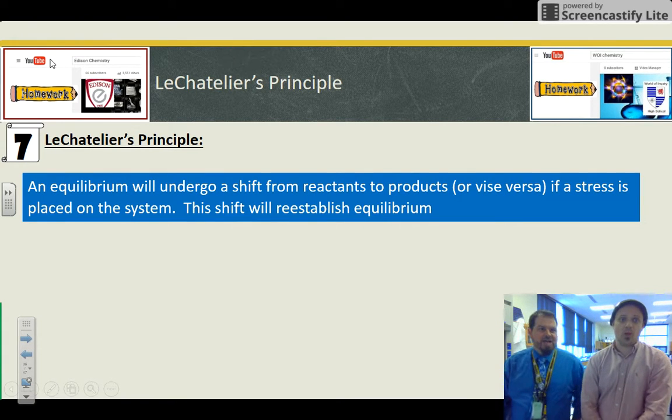And so this guy's credited, Le Chatelier. Was he French? Sounds like it. Sounds like it to me. You always know these things.